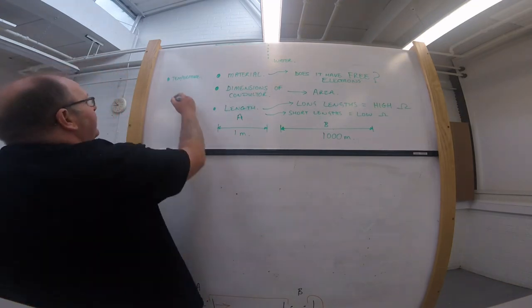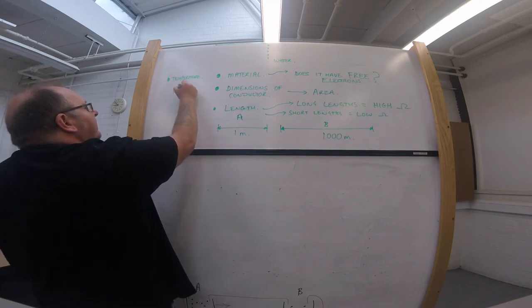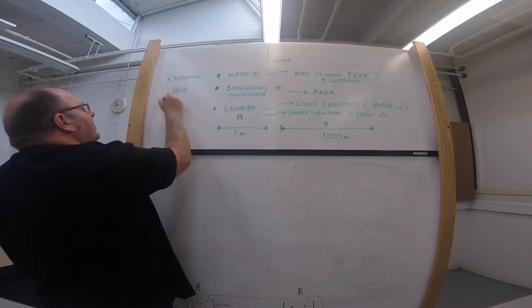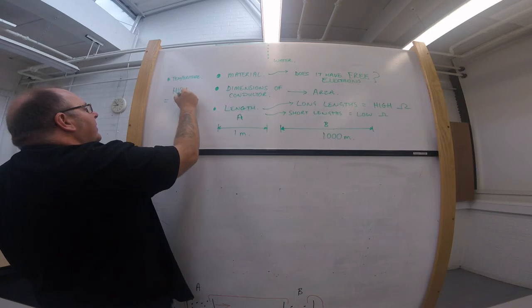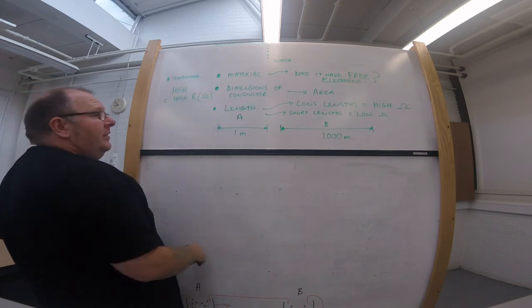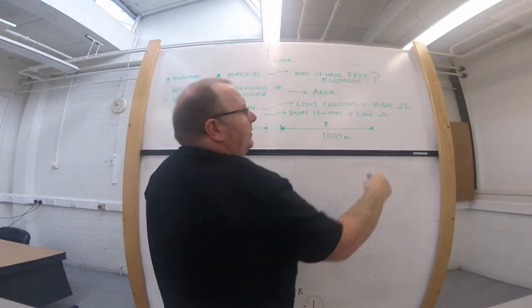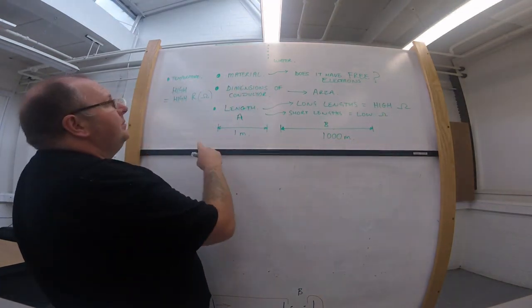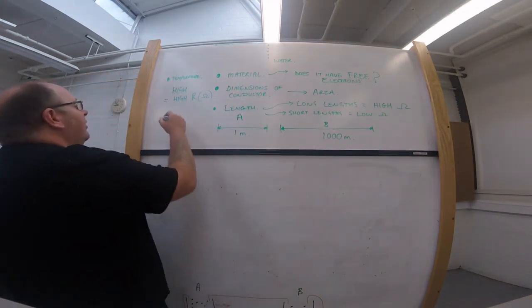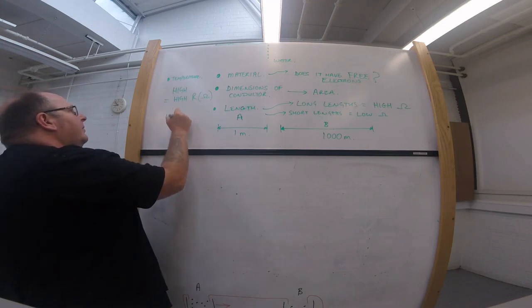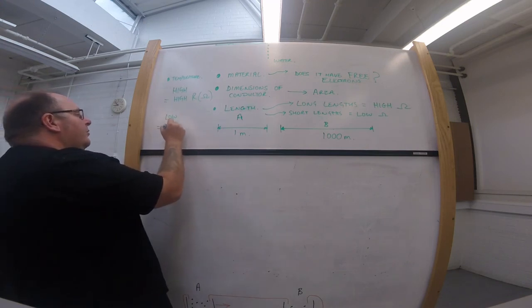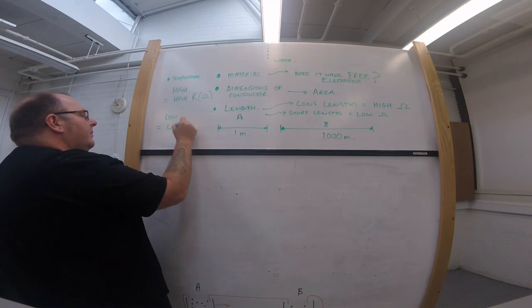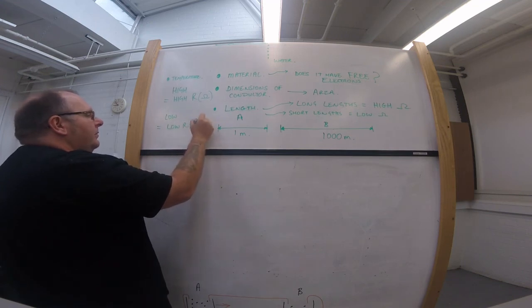So this process, this movement of electrons, it becomes more difficult when the temperature comes up. So let's say high temperature equals high resistance in ohms. Could I put that R across here as well? Resistance is measured in ohms. Low temperature equals low resistance, measured in ohms.